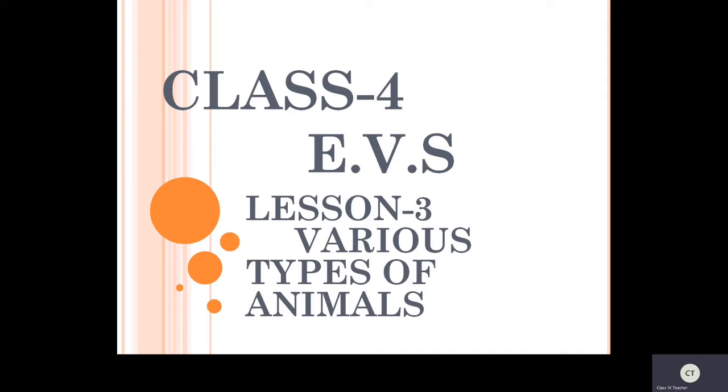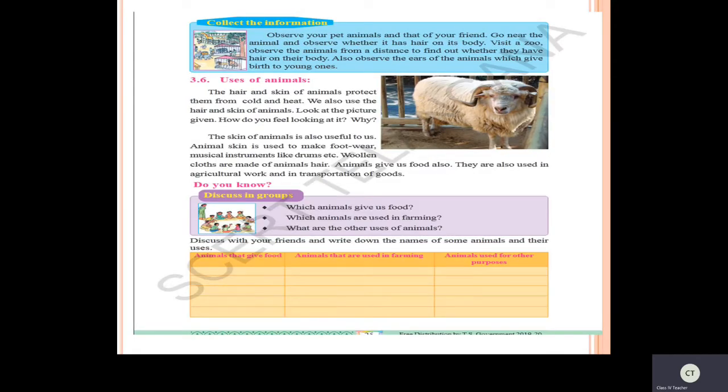Collect the information. Observe your pet animals and that of your friend. Go near the animal and observe whether it has hair on its body. Okay, children? Visit a zoo. Observe the animals from the distance to find out whether they have hair on their body. Observe the ears of the animals which give birth to young ones.